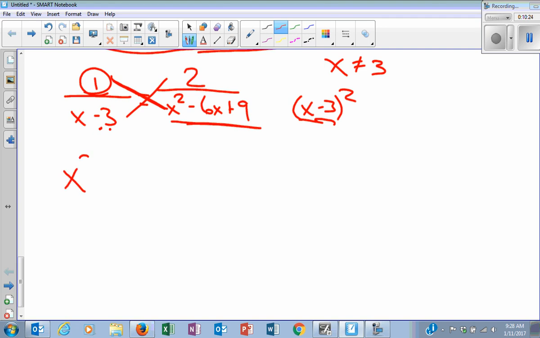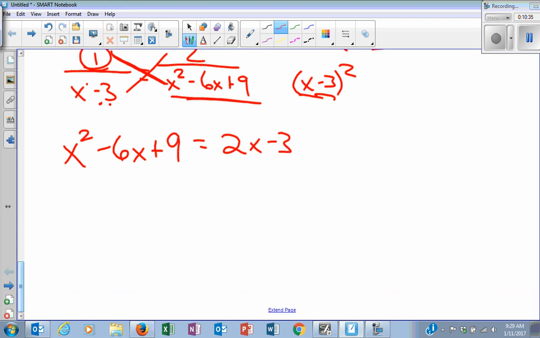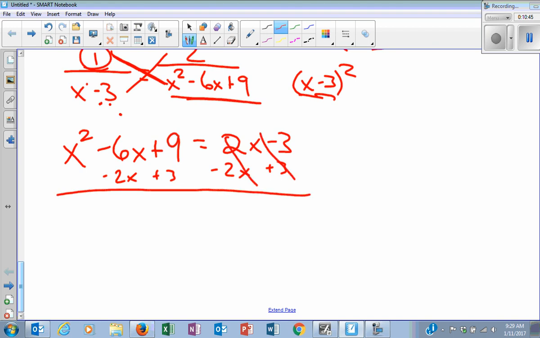So on one side, I get x squared minus 6x plus 9 equals, distribute that, 2x minus 3. Get everything to one side. If it was me, I'm going to bring everything over to this side. So I minus 2x plus 3, plus 3. And you should end up with x squared minus 8x plus 12 equals 0.